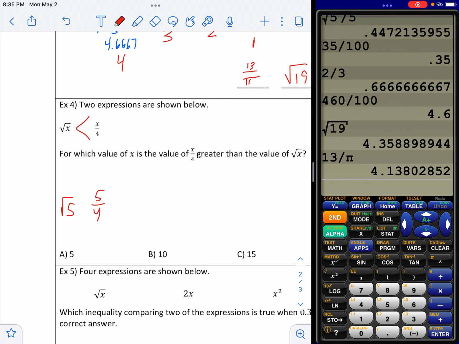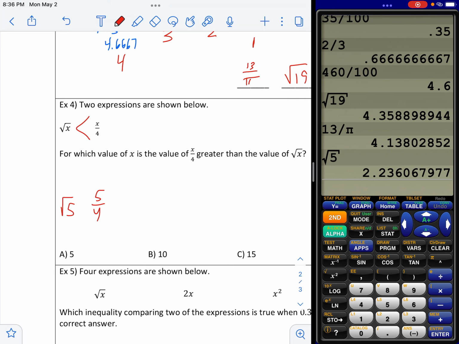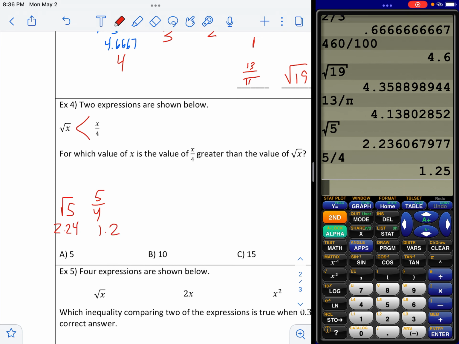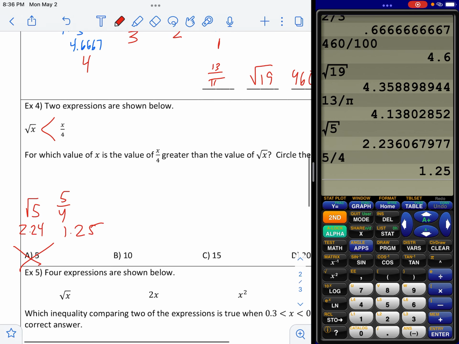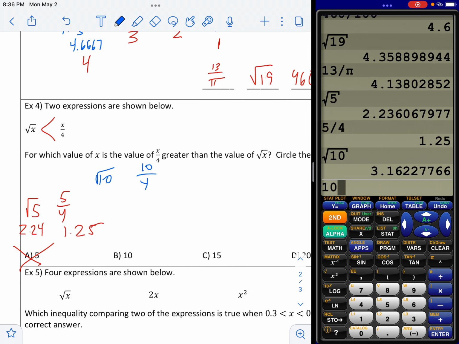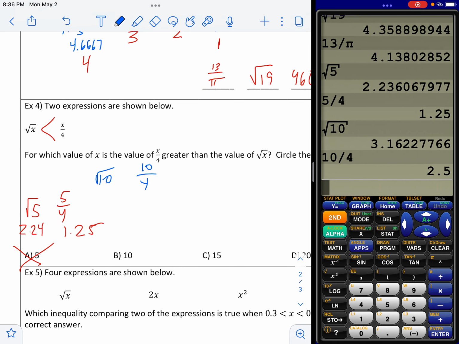See which one's greater. So square root of 5 gives me 2.236. And then 5 divided by 4 gives me 1.25. All right, so that one's not it. So I go to the next one. Root 10, and then I do 10 over 4. So square root of 10, 10 divided by 4. I get 3.16, and I get 2.5, and that's not it.